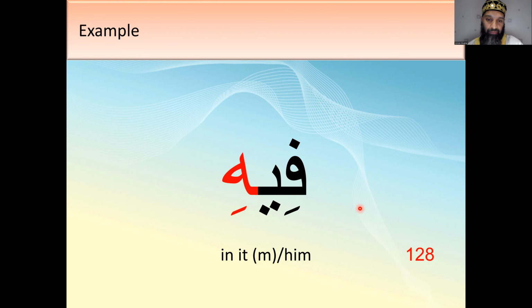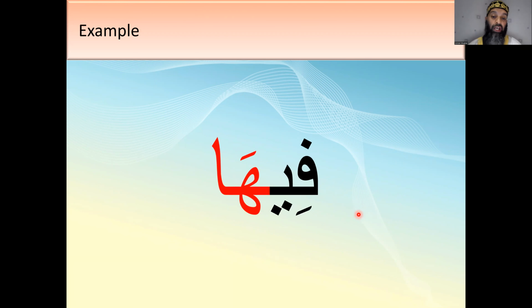128. Fiha. What's fiha mean? Fi means in, and ha is it or her, depending on what's being talked about. In it. Okay. Good. 244. So again, look, 128 here. Fiha comes, according to the search, more. Fiha comes more. Okay. In it.